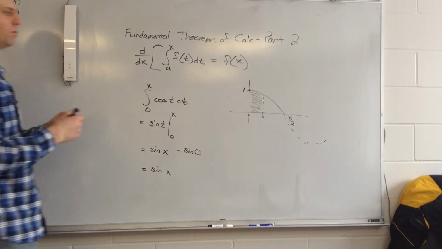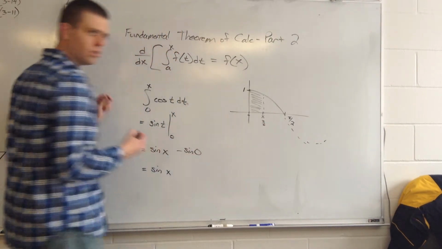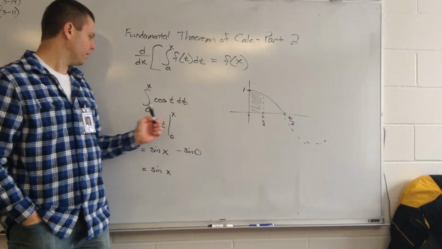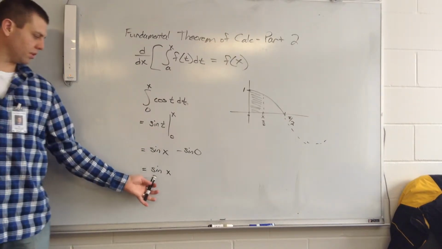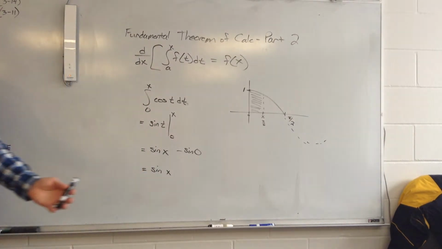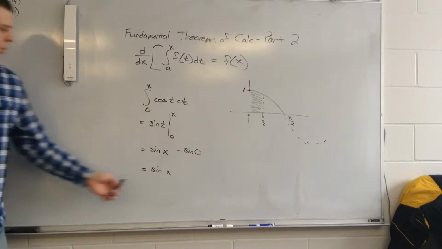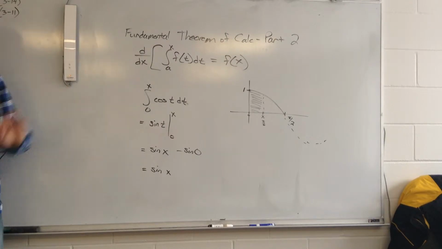So if x was, I don't know, pi over 6, then the area under the curve from 0 to pi over 6 could simply be found by just doing the sine of pi over 6. We can prove that using the first fundamental theorem of calculus. Well, then what this is showing you is how they're inverses of each other.